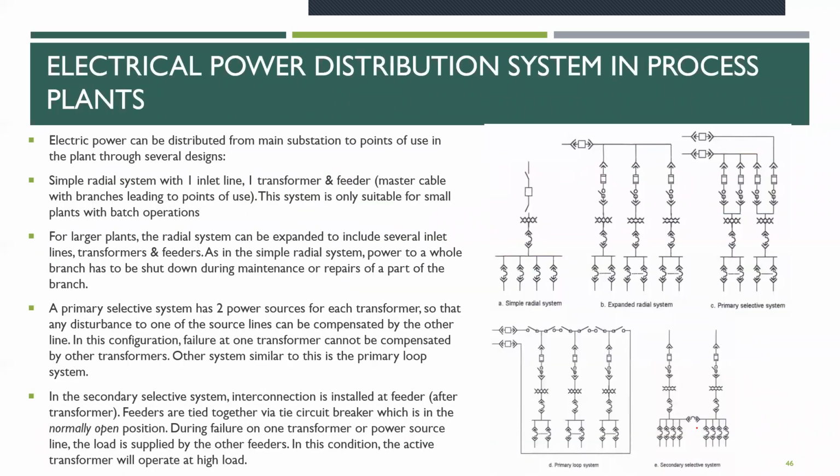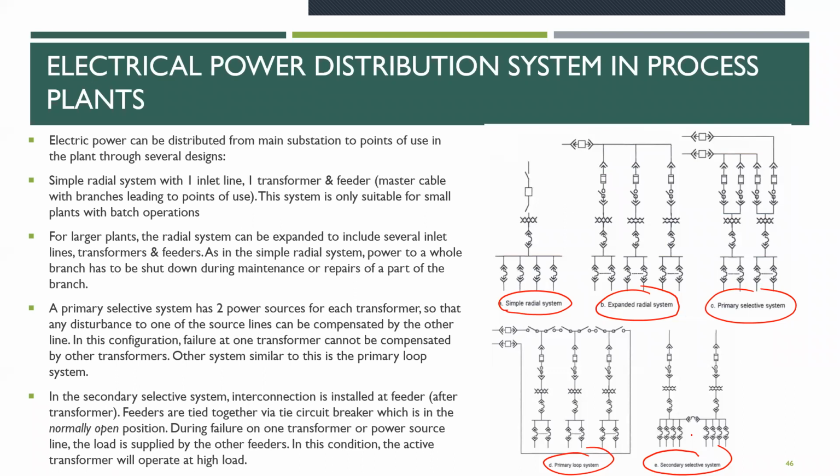Okay, so these are examples of electrical power distribution. This is just for your information. We have several examples of distribution systems in process plants. The first is the simple radial system, then the expanded radial system, primary selective system, primary loop system, and secondary selective system.